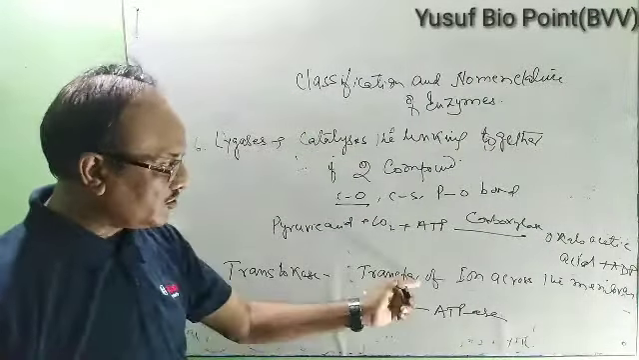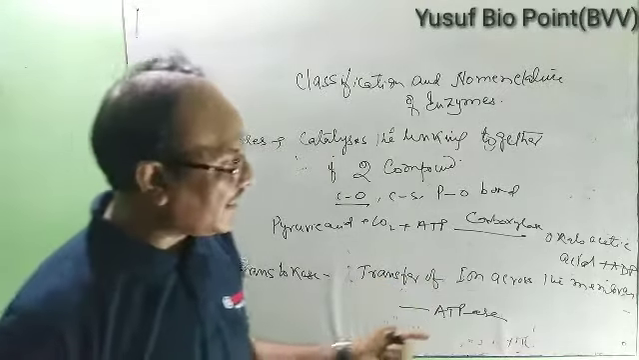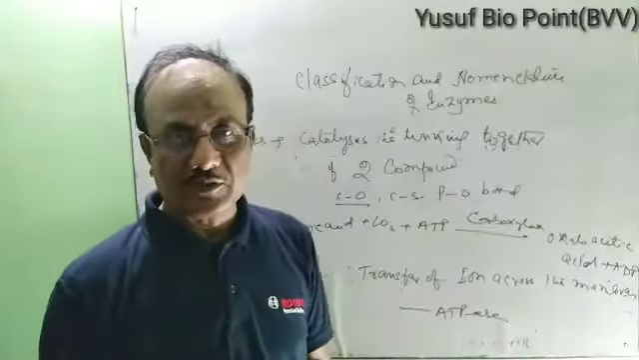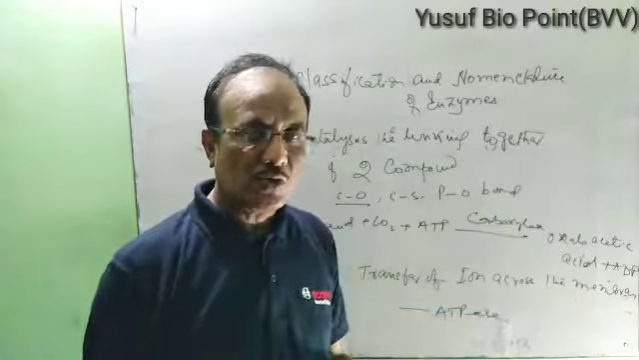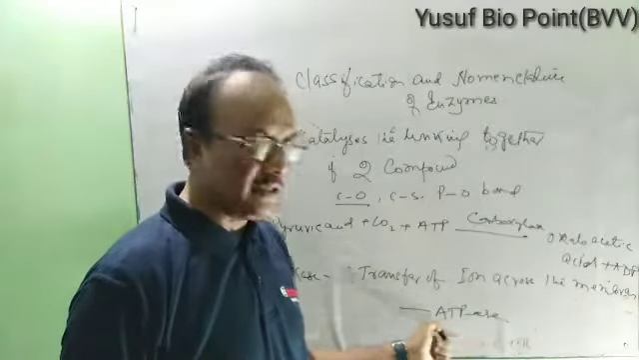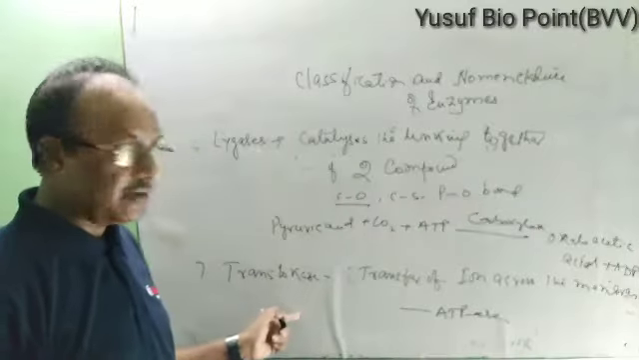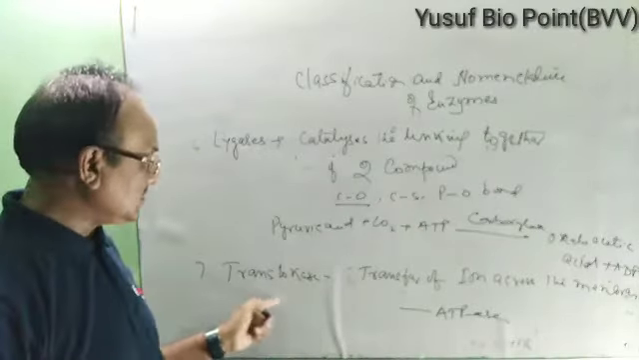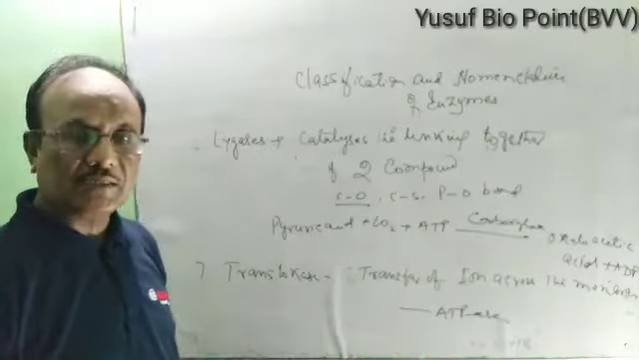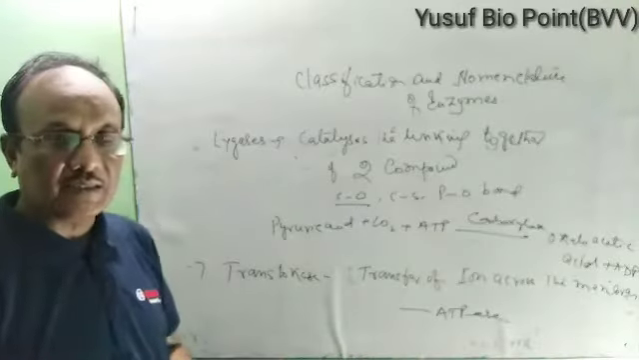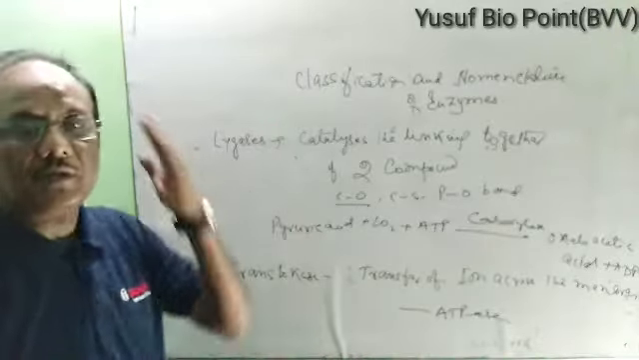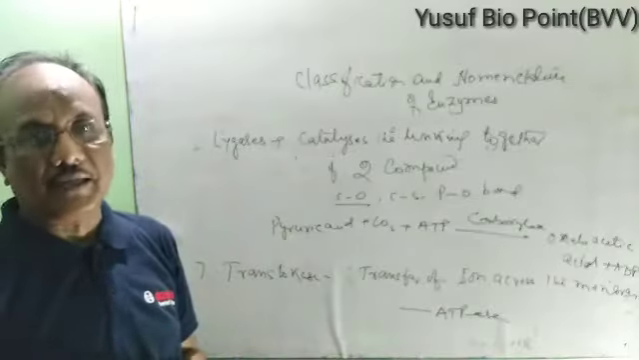Translocase is also the transfer of ions across the plasma membrane. Understand, that is membrane. This takes place with the help of the enzyme ATPase, that is ATPase is a type of translocase enzyme. So these are the 7 classes of the enzymes. That's all.